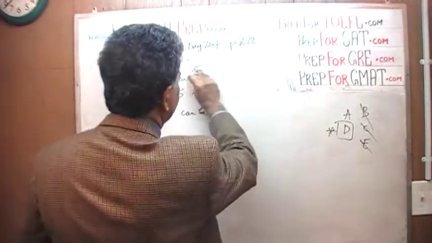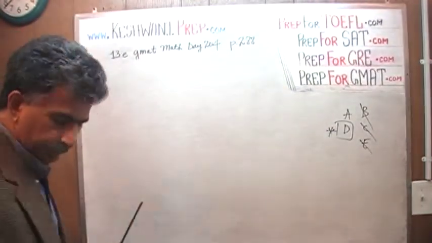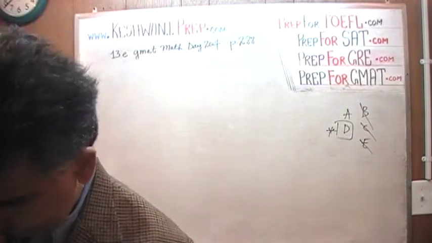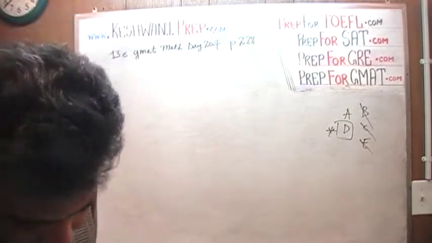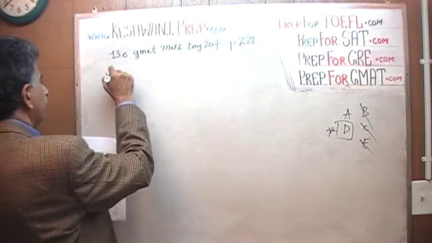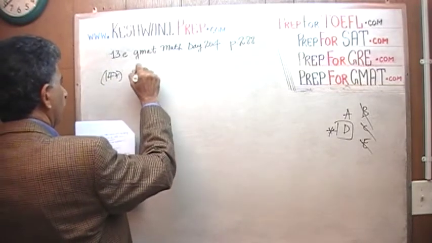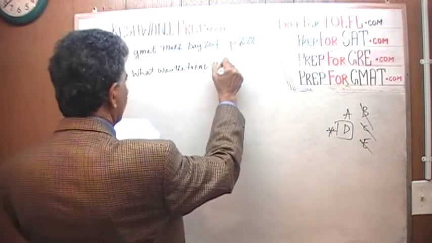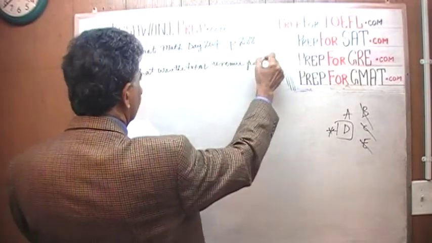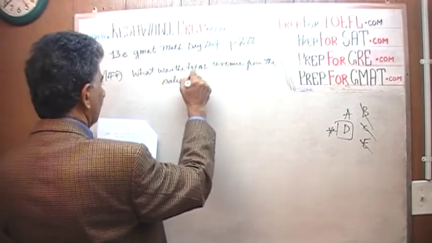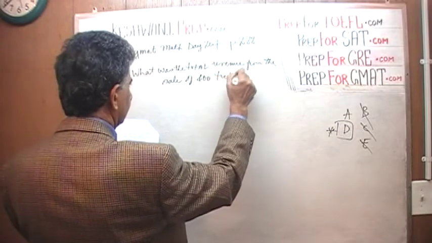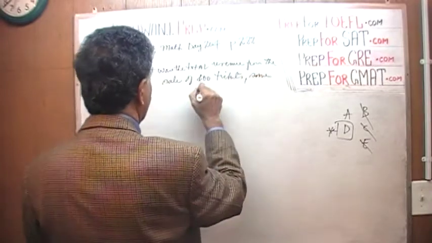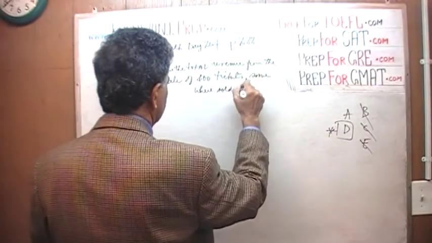147. 147. Let's see what we have there. In 147 we are asked what was the total revenue from the sale of 400 tickets, some of which were sold at discount.